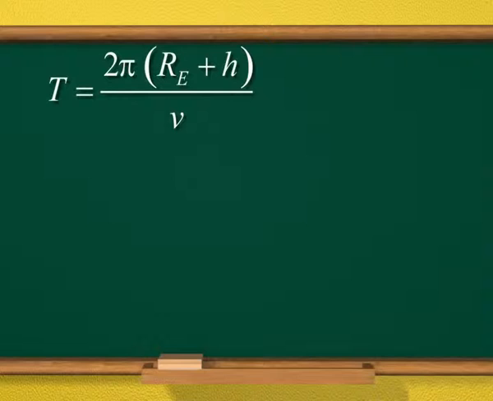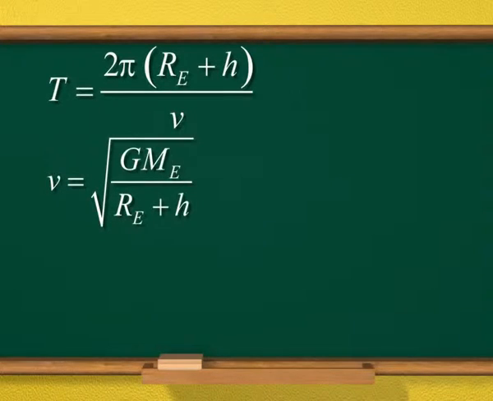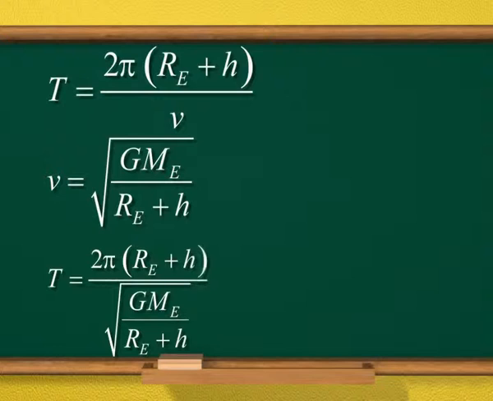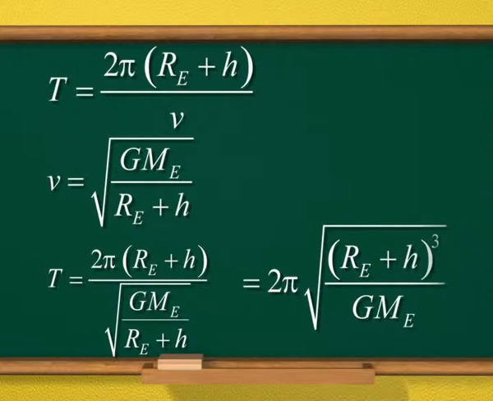On substituting the value of orbital velocity v, that is square root of G into Me upon Re plus h, into the expression of T, we get T equal to 2 pi into Re plus h upon square root of G into Me upon Re plus h, which is equal to 2 pi into square root of cube of Re plus h upon G Me.